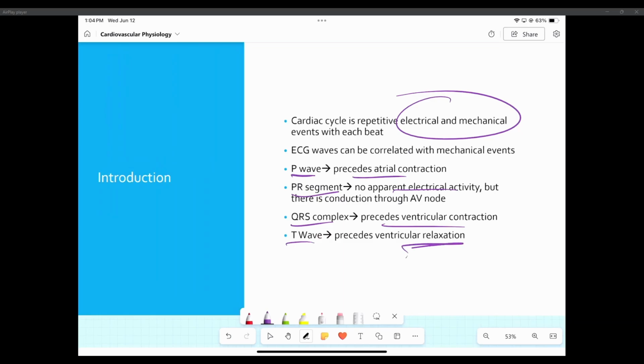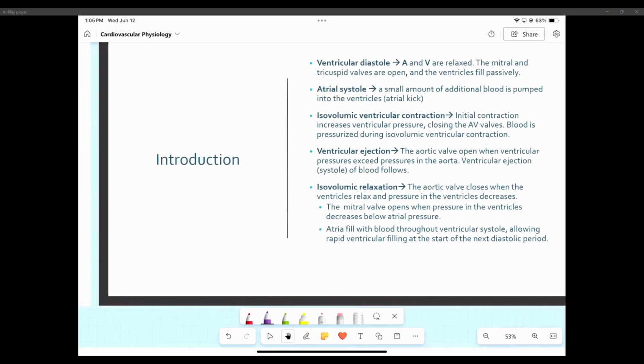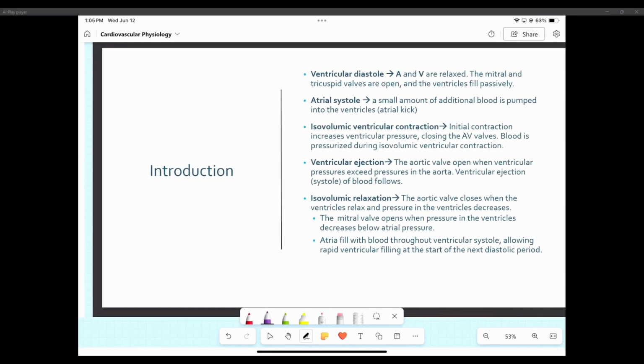So the heart is relaxing. It's in diastole. We've already squeezed, which is systole. Now we're in diastole, and now we're filling with blood. So we need time for all that. Let's go over some more words here. Ventricular diastole. We are filling. Okay, the atria and the ventricles are relaxed. Mitral and tricuspid valves are open, and we're filling our ventricles passively.